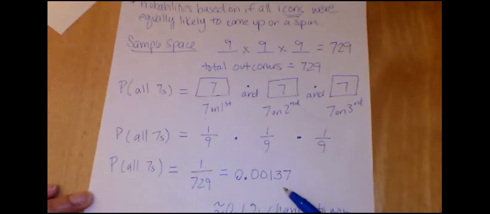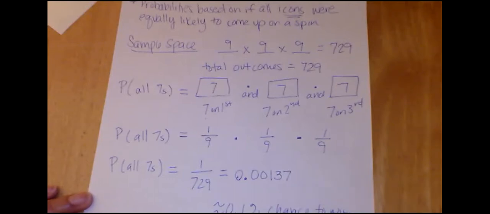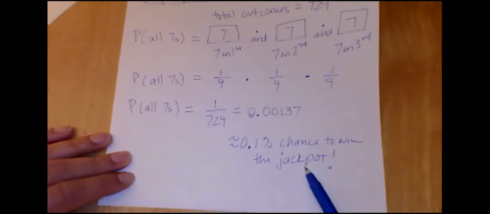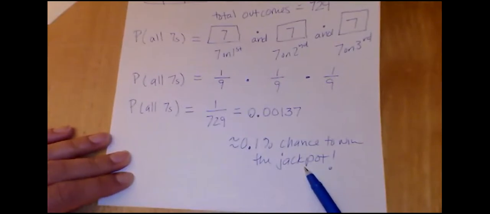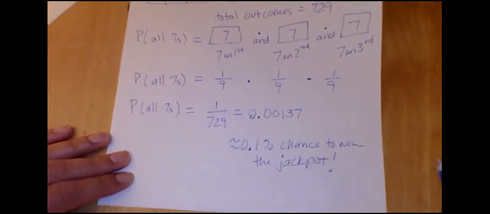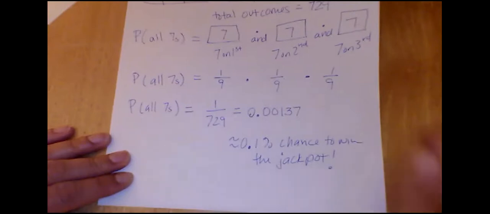So that gives me a 0.00137 probability. That is about a 0.1% chance to win that big jackpot. Dun, dun, dun. That is a very, very low probability. Still a chance, very low probability.